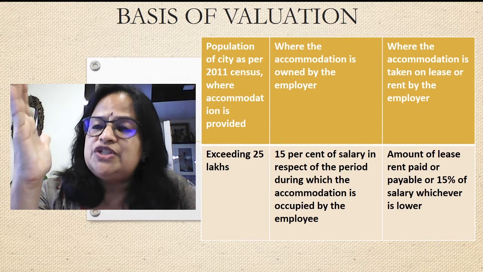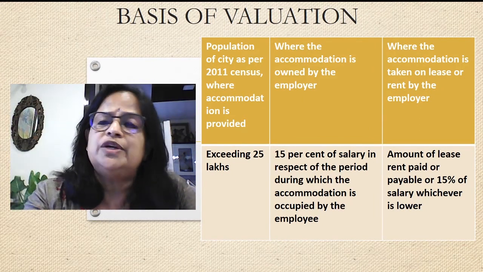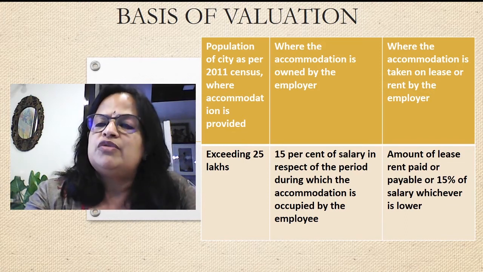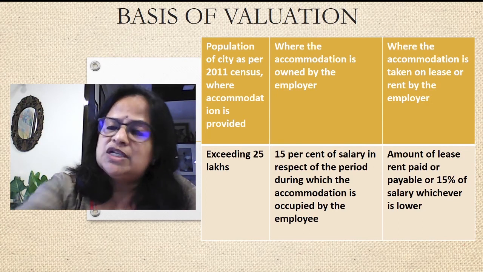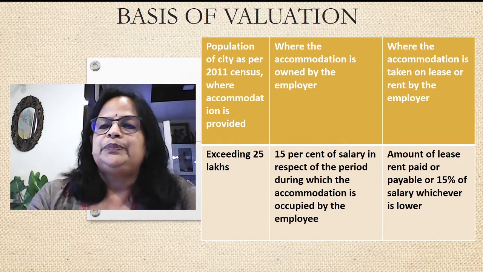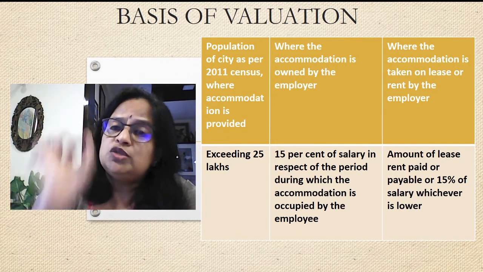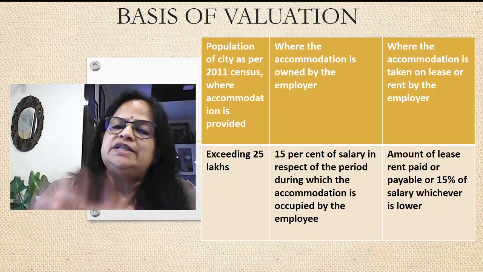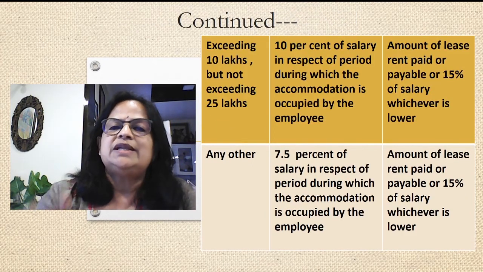If the accommodation is taken on lease or rent by the employer, this is very, very important. Most of the students will make mistakes. So the amount of lease paid or payable or 15% of salary, whichever is lower. Whether it's for City A, City B, City C, the last column, the third column, is the same. So you have to remember, only if you are coming in the second column, that is houses owned by the employer, then only City A it will be 15%, City B it will be 10%, City C it will be 7.5%. You can see the next slide.